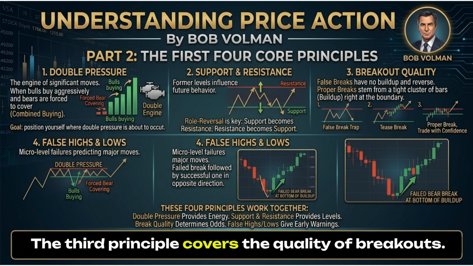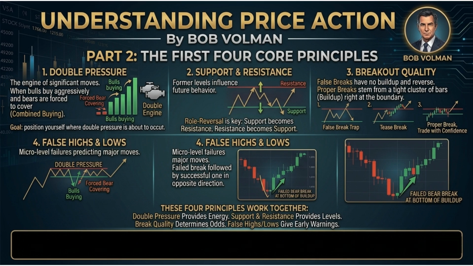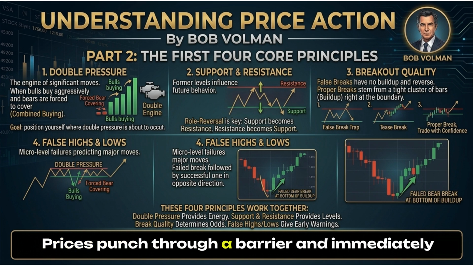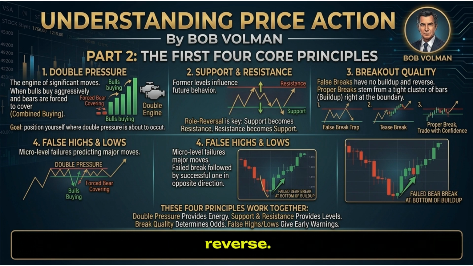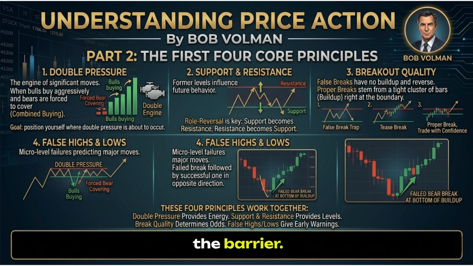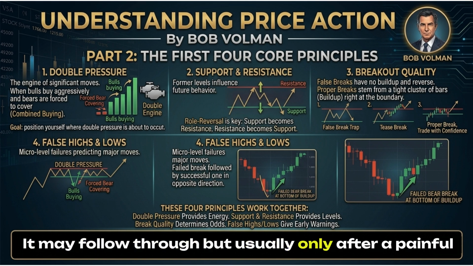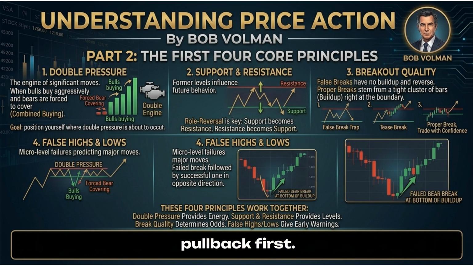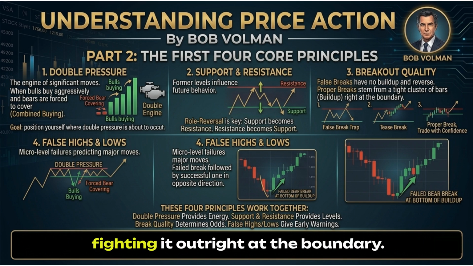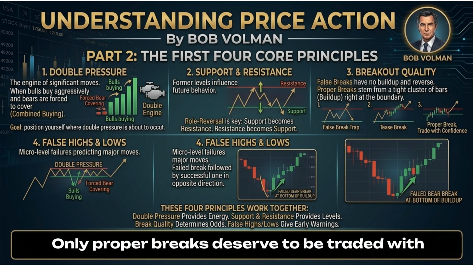The third principle covers the quality of breakouts. There are 3 kinds. A false break has no buildup at all. Prices punch through a barrier and immediately reverse. These are traps. A tease break has some buildup, but not directly at the barrier. It may follow through, but usually only after a painful pullback first. A proper break stems from a tight cluster of bars, fighting it out right at the boundary. Only proper breaks deserve to be traded with confidence.